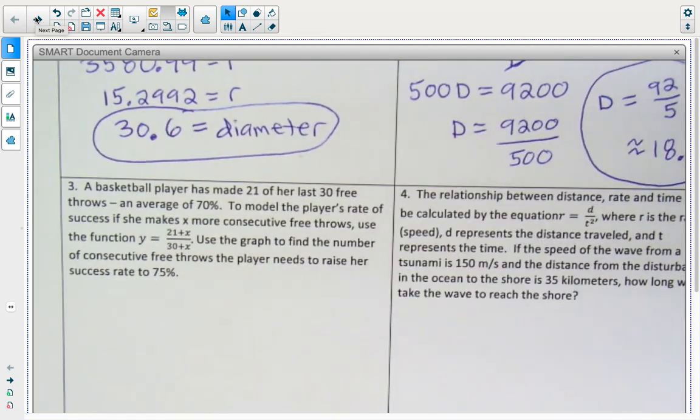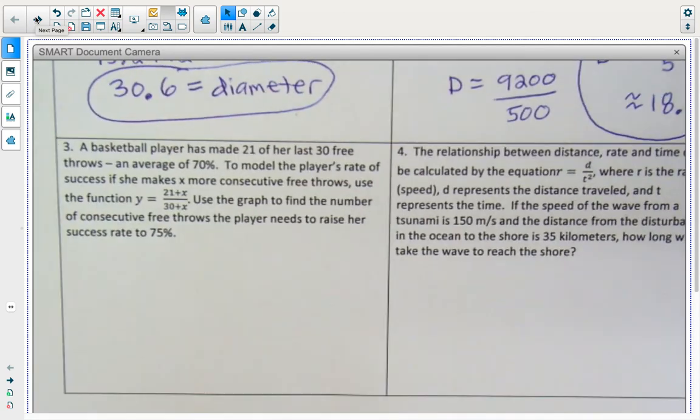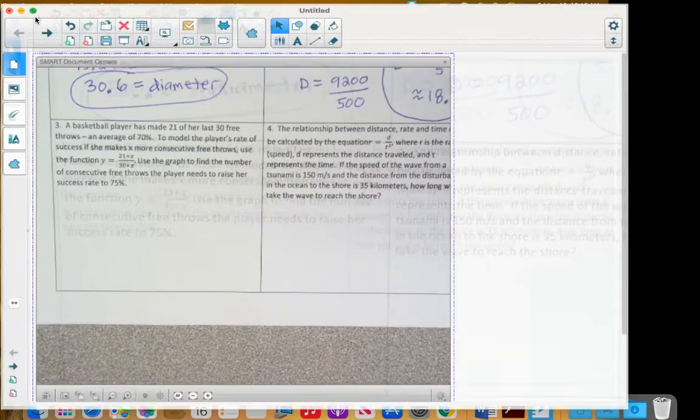Number 3. A basketball player has made 21 of her last 30 free throws, an average of 70%. To model the player's rate of success if she makes X more consecutive free throws, use the following function. Use the graph to find the number of consecutive free throws the player needs to raise her success rate to 75%. I am going to graph this one. So we are not going to work it out. I'm going to graph it.